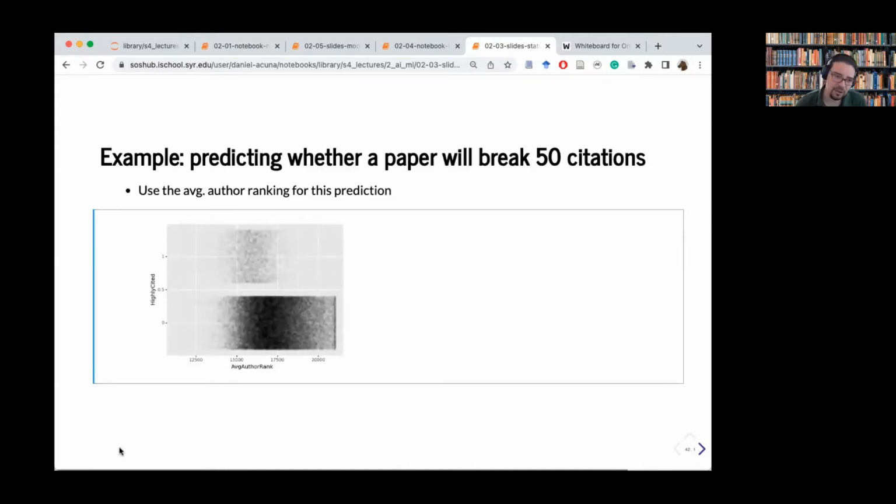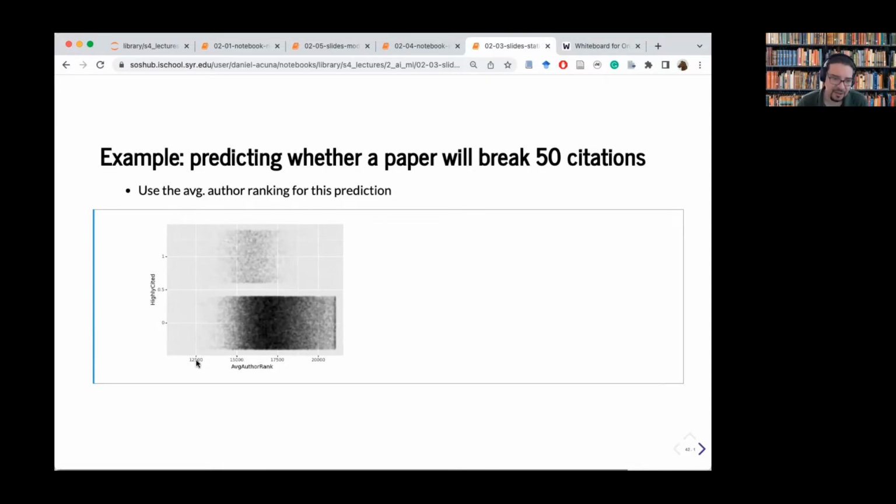Here I'm plotting it with a kind of jitter to the data. So at 0 are papers that are not highly cited, but I spread them around so you can see the data more clearly. And these are very high: these are highly cited papers, papers that break 50 citations. And as you can see, most papers, at least in the data set that I have, don't break 50 citations.